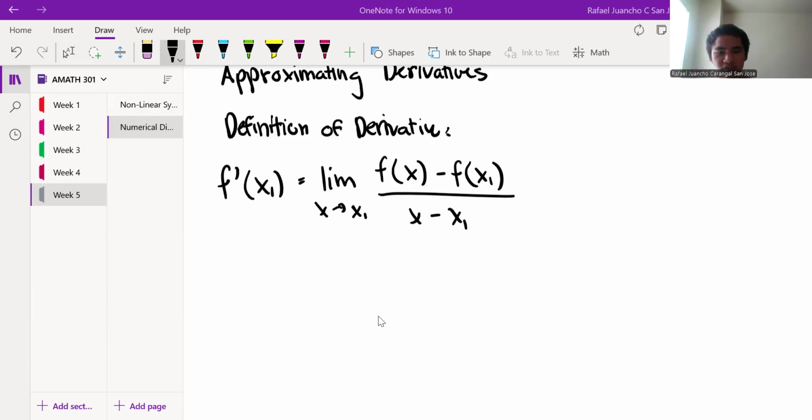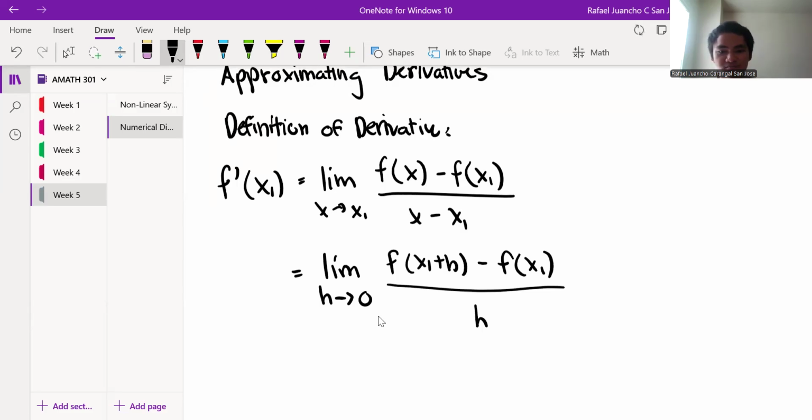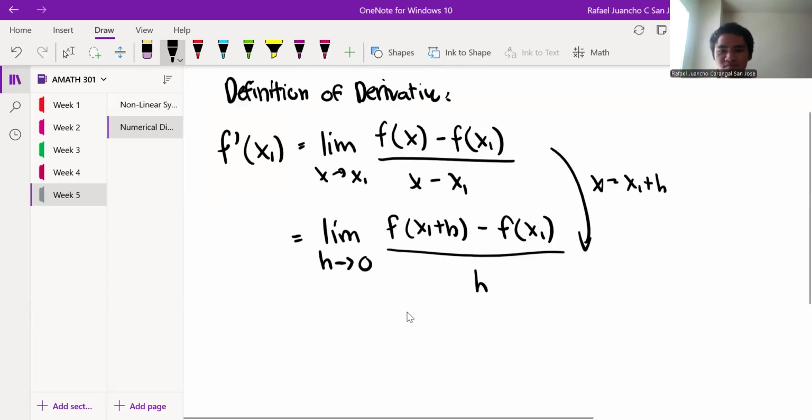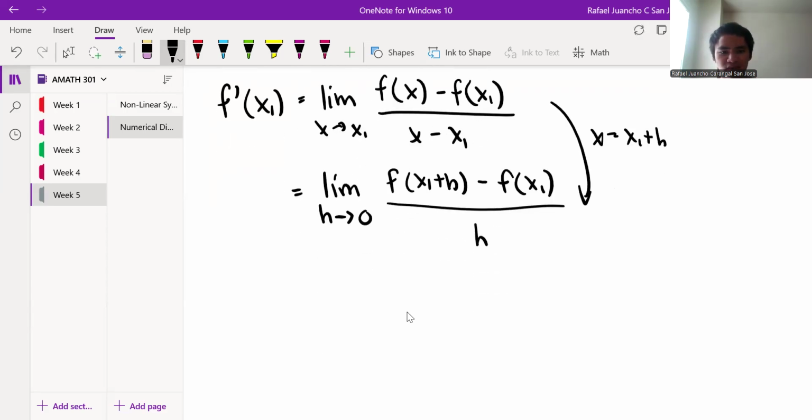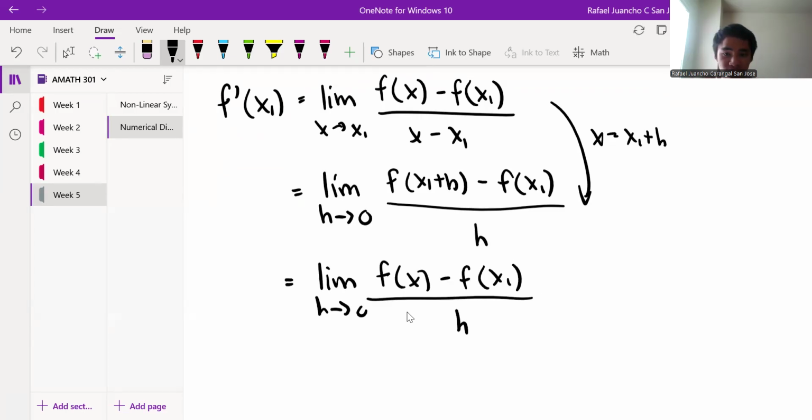And this is the same as the limit, and we have probably seen this in a Calculus 1 course. H means height: f of x sub 1 plus h minus f of x sub 1, over h. Right, so here we basically say that our x is x sub 1 plus h. And from there, we can play around with it. We can say that this is f of x over h, right?